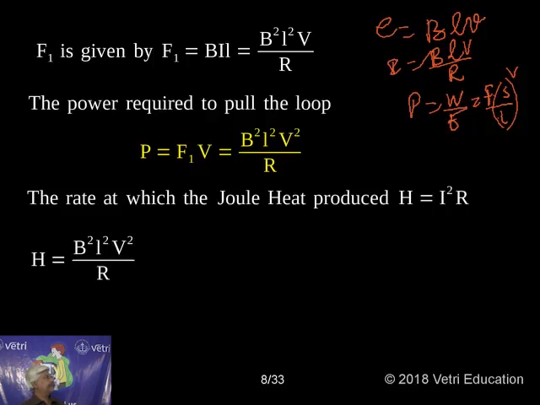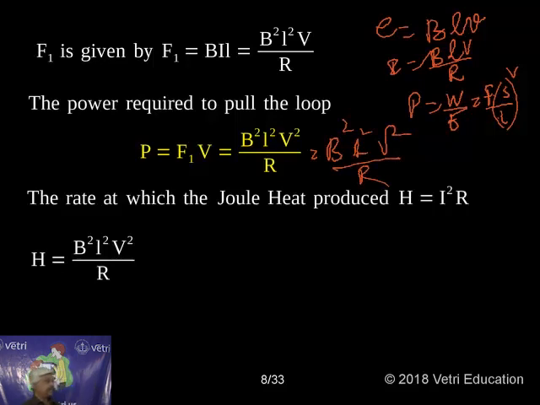So that is a thing we have to understand. That is the value I have to put. Here, the I value won't come, because instead of I we have BLV by R. So here L into L is L squared. Actually this formula is B squared, L squared, V squared by R.